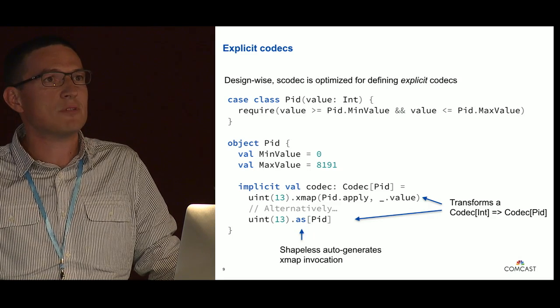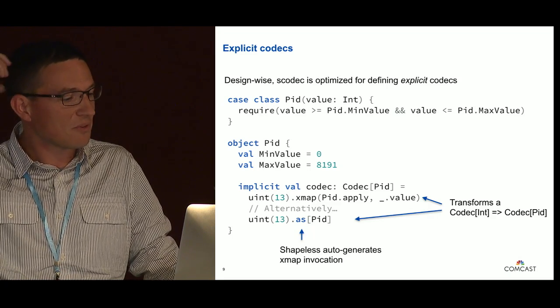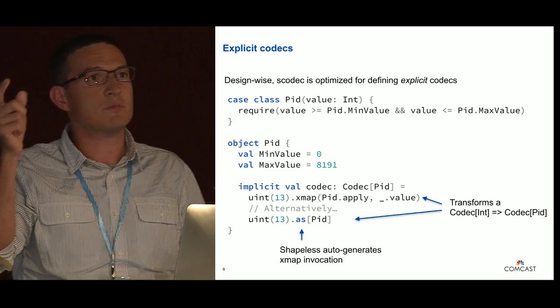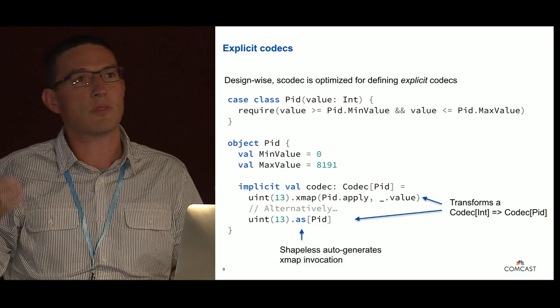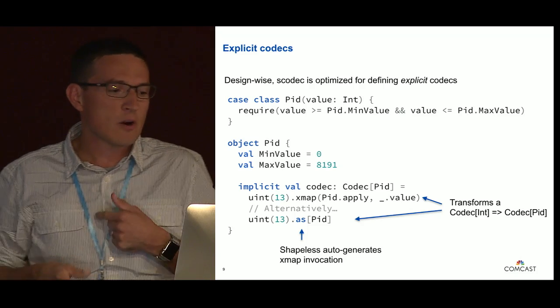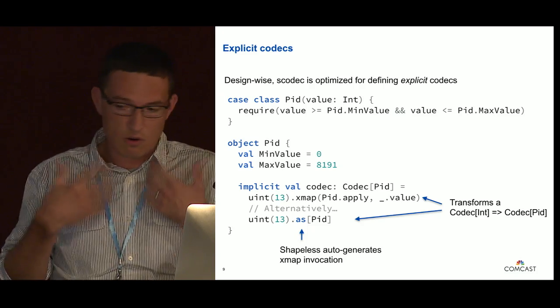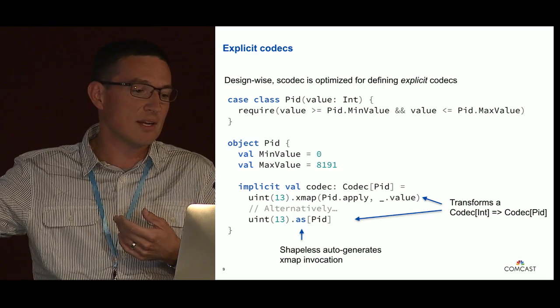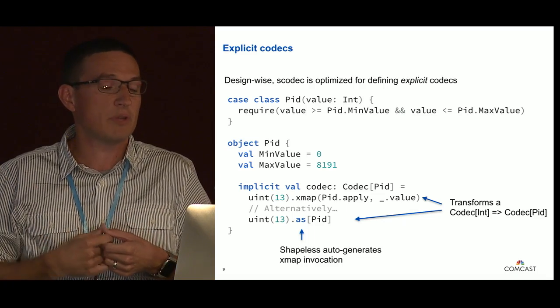This PID data type is from the MPEG transport stream specification. And really, we're just newtyping an integer here that's bounded from 0 to 8191. It's a 13-bit unsigned integer. And we can define a codec for that. In fact, PIDs are so common throughout the specifications that we've decided to put it as an implicit val in our companion object of PID.